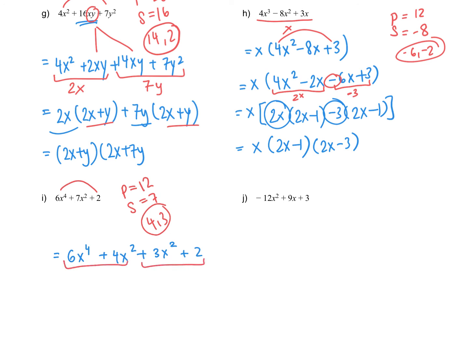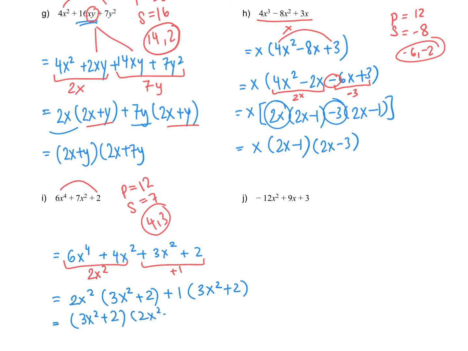Now it's back to basics. So for 6x to the 4 plus 4x squared, 2x squared is common. For 3x squared and 2, there's actually nothing, but we have to take something out, so positive 1. When I take out 2x squared, we're left with 3x squared plus 2. And then when I take out the 1, we're left with the exact same thing. So 3x squared plus 2, 2x squared plus 1, and there we have it.